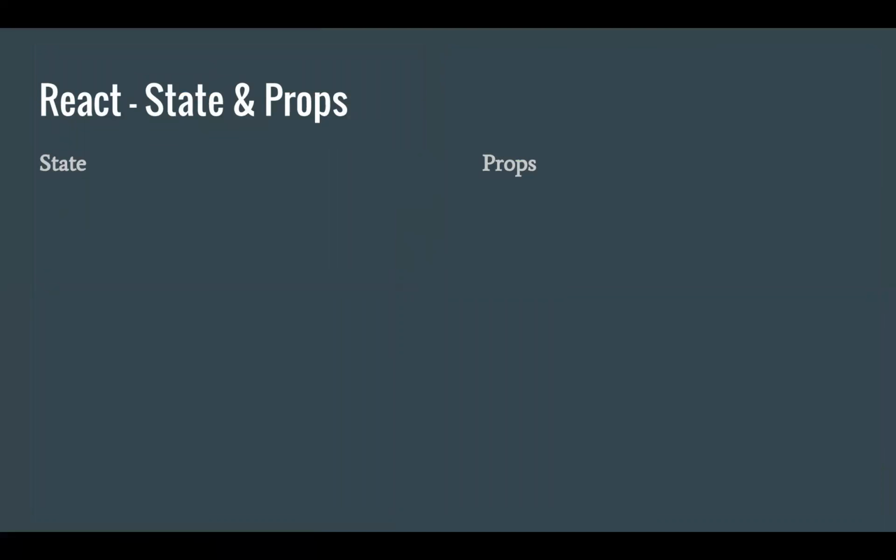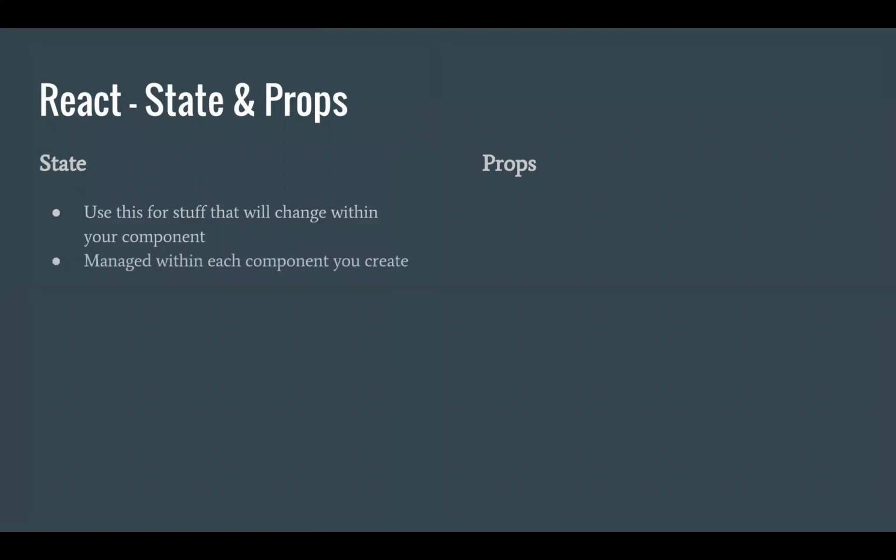So React solves this problem by using state and properties. State is what you use for stuff that changes within your component. If you have an input field where the value is going to change as the user is typing into it, this is an instance where you're going to use state. It's managed within each component that you create, and it's encapsulated in it. So state inside of a component is never going to be changed directly by another component. No other component is going to call this other component's set state method and change it directly.